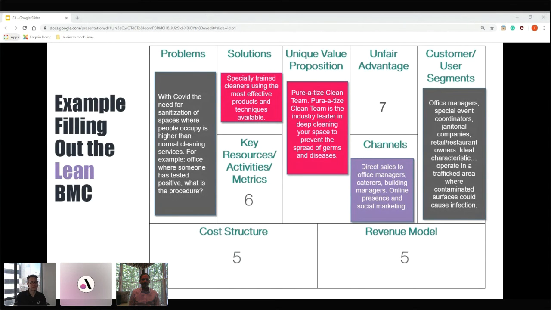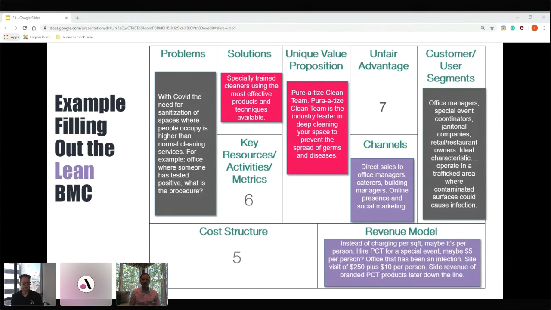Channels, so channels again is what your marketing efforts to get the customers. So we'll probably have a direct sales force that calls on office managers, caterers, building managers, and we'll have a website and then maybe some social marketing that goes along with this.